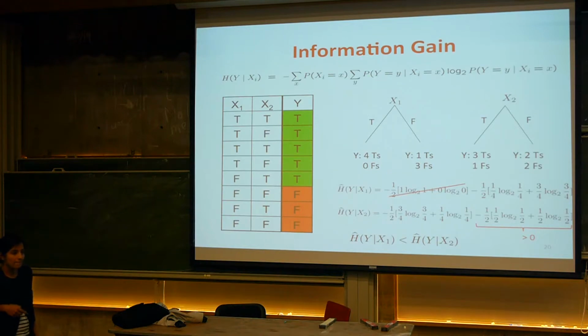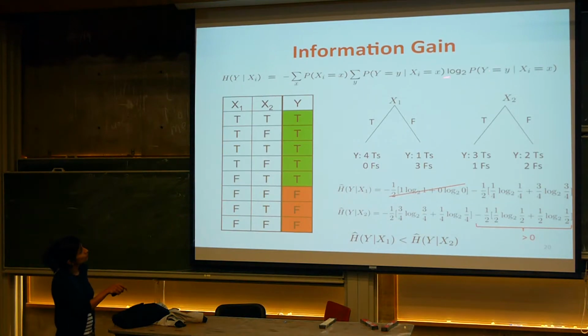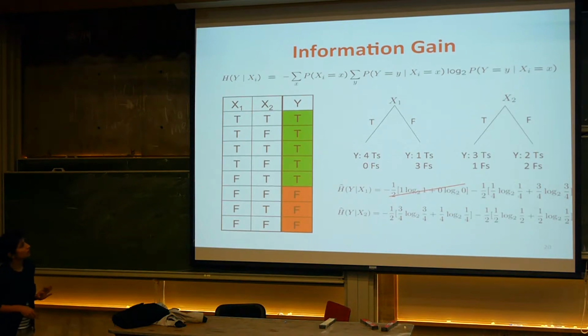Can you give some more intuition on why we multiply by log? Oh, why we multiply by log? This is just in the definition of entropy. If you go to the information theoretic interpretation, that's the number of bits needed to encode something.